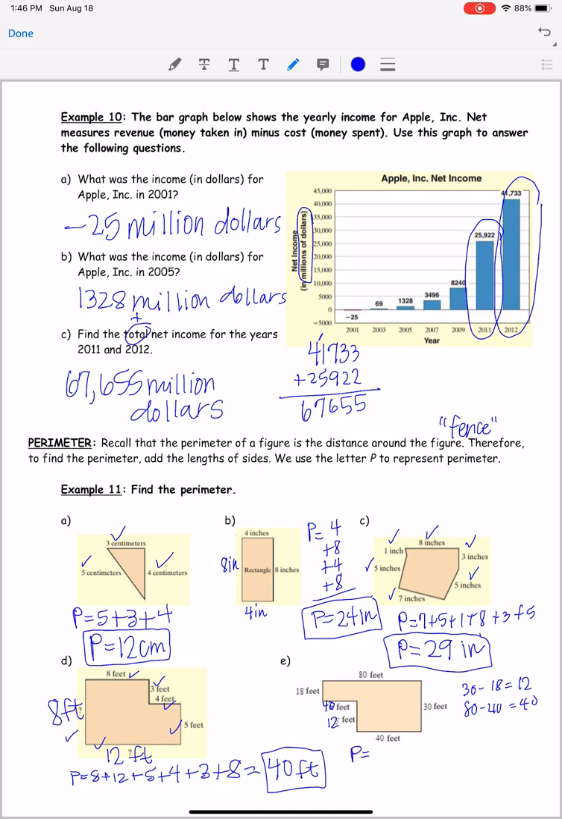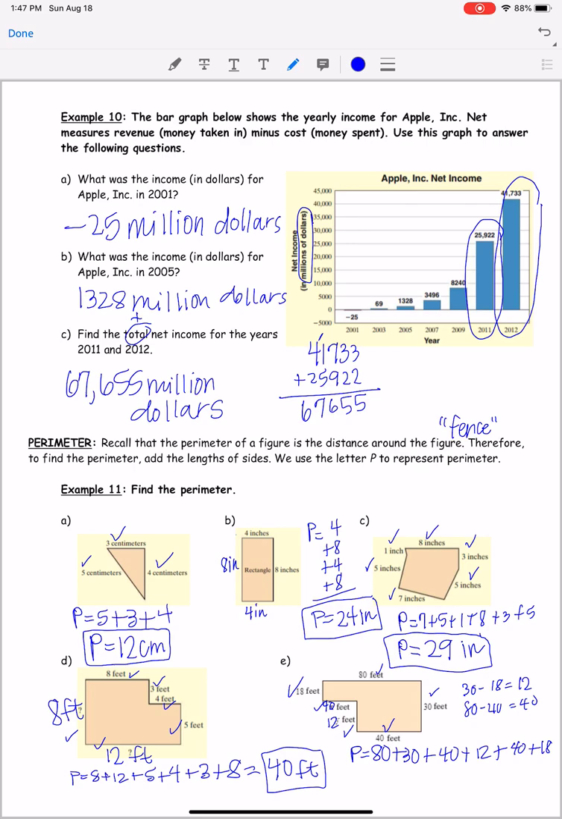So my perimeter is 80 plus 30 plus 40 plus 12 plus 40 plus 18. Okay, we've got some bigger numbers here.